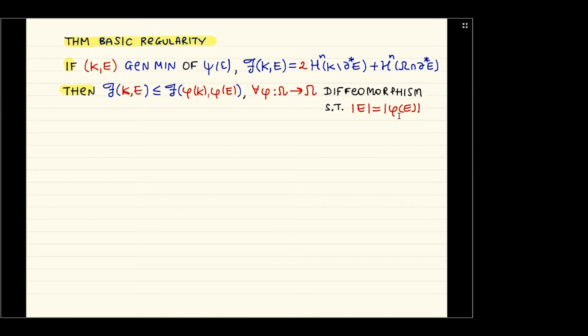This is the first information, because in principle we don't know anything like that. Since this is just a generalized minimizer, it's a minimizer in the sense that it has energy less than what can be achieved by a minimizing sequence. But the question is, can every diffeomorphic image of a generalized minimizer be achieved by a minimizing sequence? The answer is yes, and this theorem then gives you the minimality inequality.